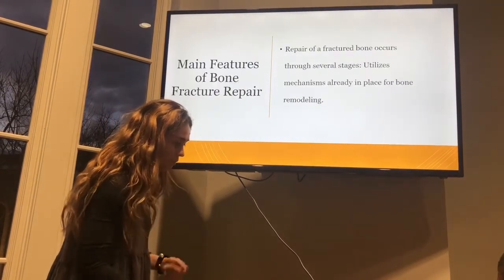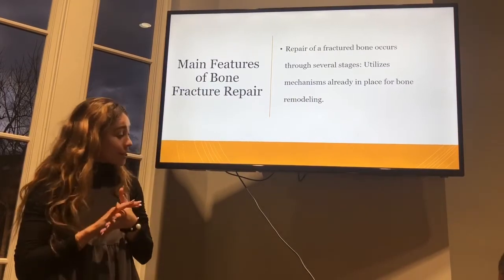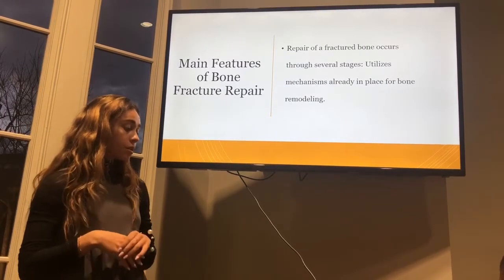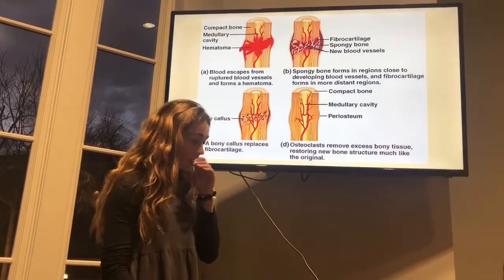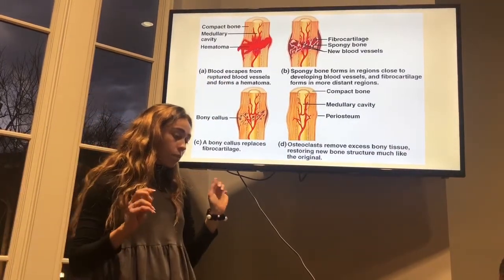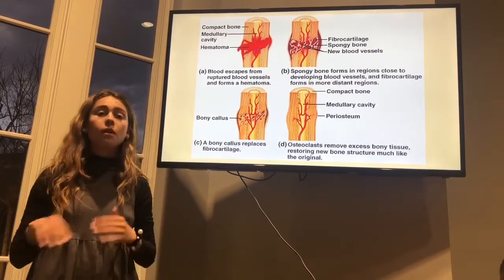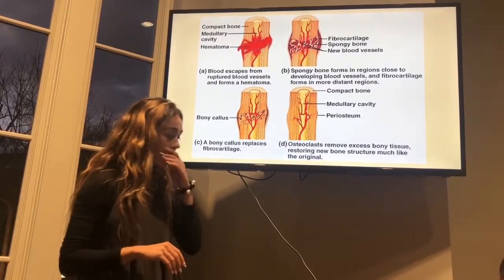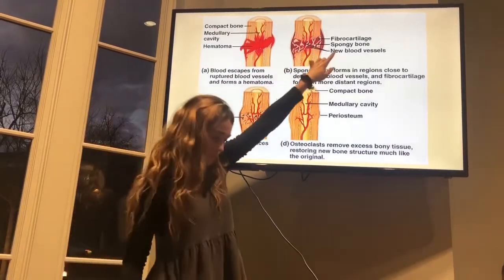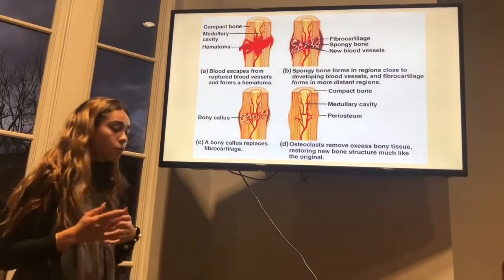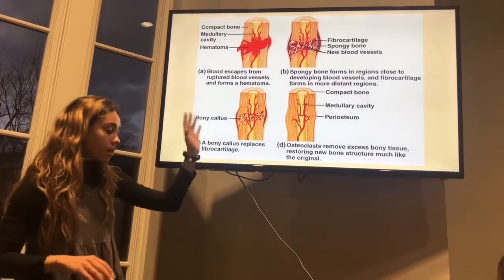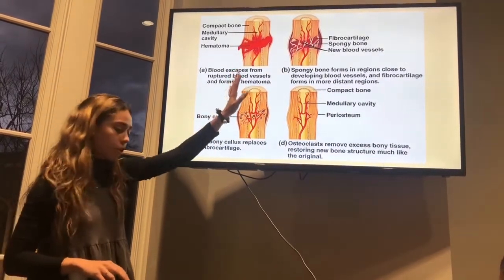So reparation of fractured bones occurs through several stages, as noted previously, and it utilizes mechanisms already in place for bone remodeling. In this picture, you can note that blood vessels are torn within the fractures and release blood, which causes a large fracture hematoma immediately after the bone is fractured. This is gradually removed by macrophages and replaced by soft fibrocartilage, and it produces a mass of procallus tissue, which is rich in collagen and fibroblasts. The periosteum reestablishes continuity over this tissue.